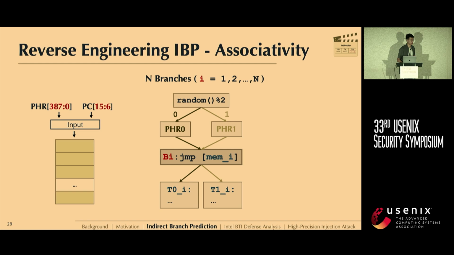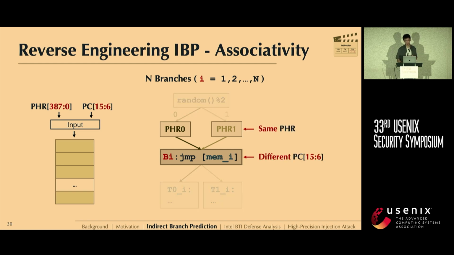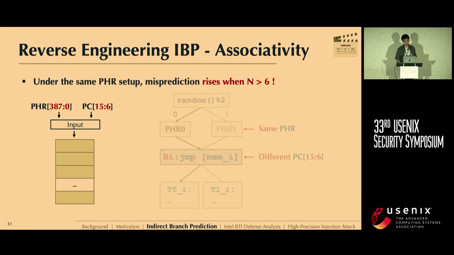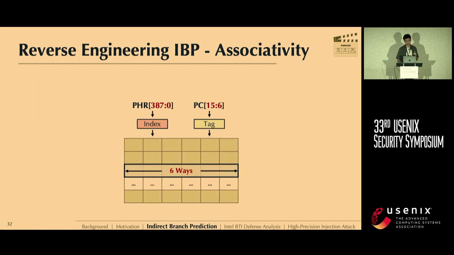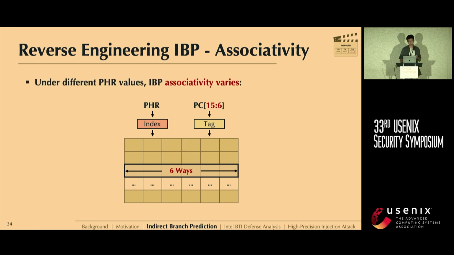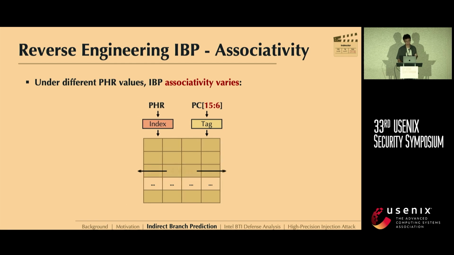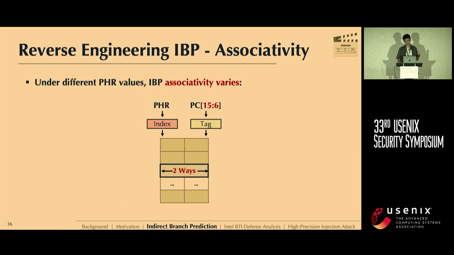We continue to explore its associativity. Here are M branches sharing the same PHR setup, but with different PC. Under the same PHR setup, misprediction rate rises when the number of branches is larger than 6, and this misprediction pattern is quite stable. This indicates IBP is set associative and is only indexed by PHR and tagged by PC. It has 6 ways, but not exactly. We found under different PHR values, IBP associativity varies. Sometimes it's 6, sometimes it drops to 4, and sometimes even 2.